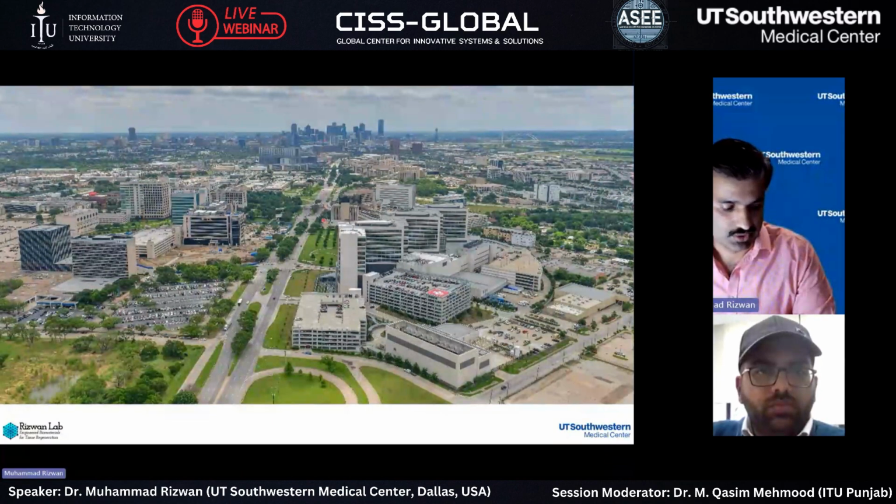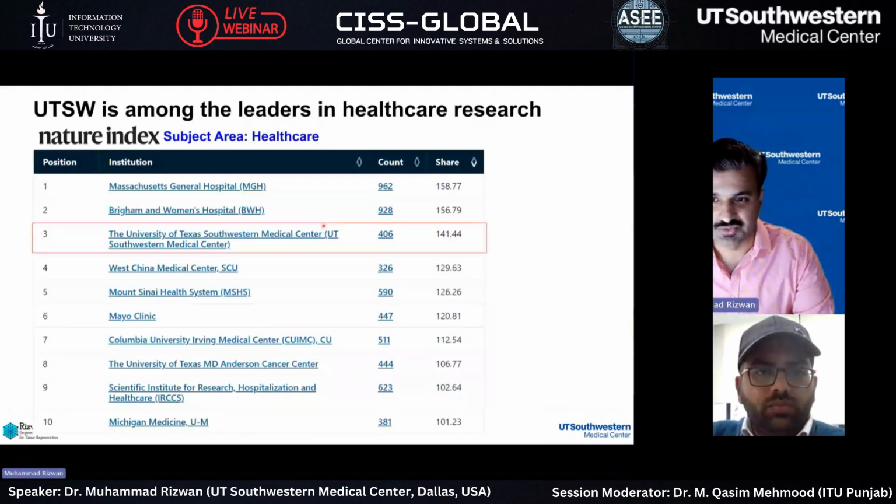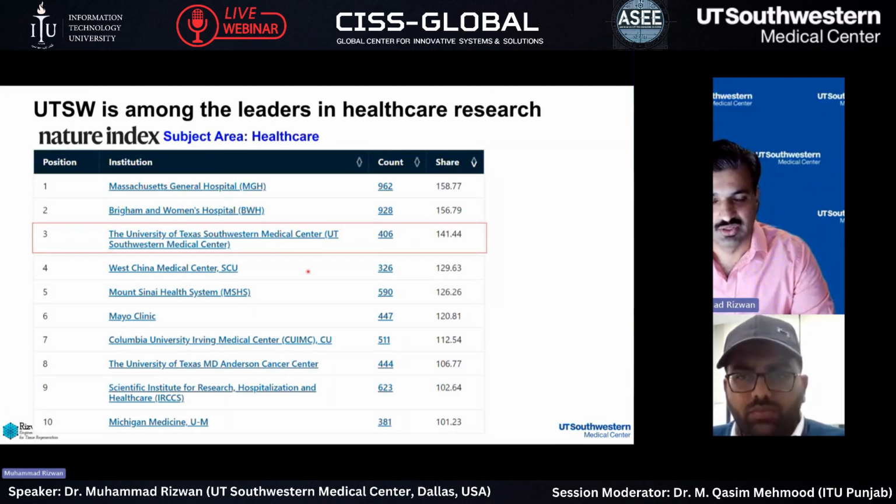Okay, so it's a wonderful place to do research, which is pretty evident from what we are seeing on this slide. This is a Nature Index ranking of different institutions across the world in the area of healthcare. And University of Texas Southwestern Medical Center is right up there in the top few institutions in the world, particularly in the area of healthcare research.